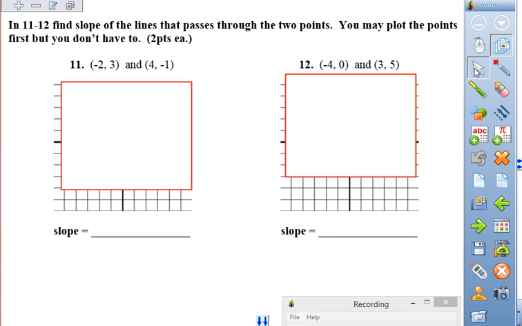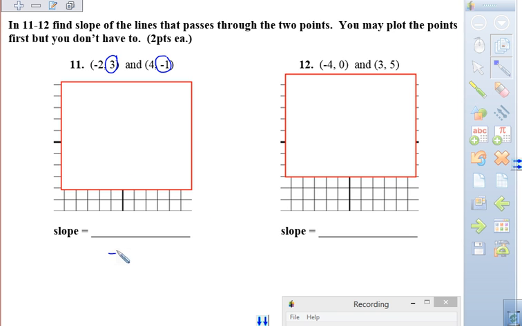11 and 12. Find the slope of the line that passes through the 2 points. You may plot the points at first, but you don't have to. So let's practice with the slope formula. So we want to do our y's first. So I'm going to circle my y's, negative 1 minus 3, and 4 minus a negative 2. So that gives me a negative 4 over 6. Both of those numbers are even, so I can reduce this to negative 2 thirds.